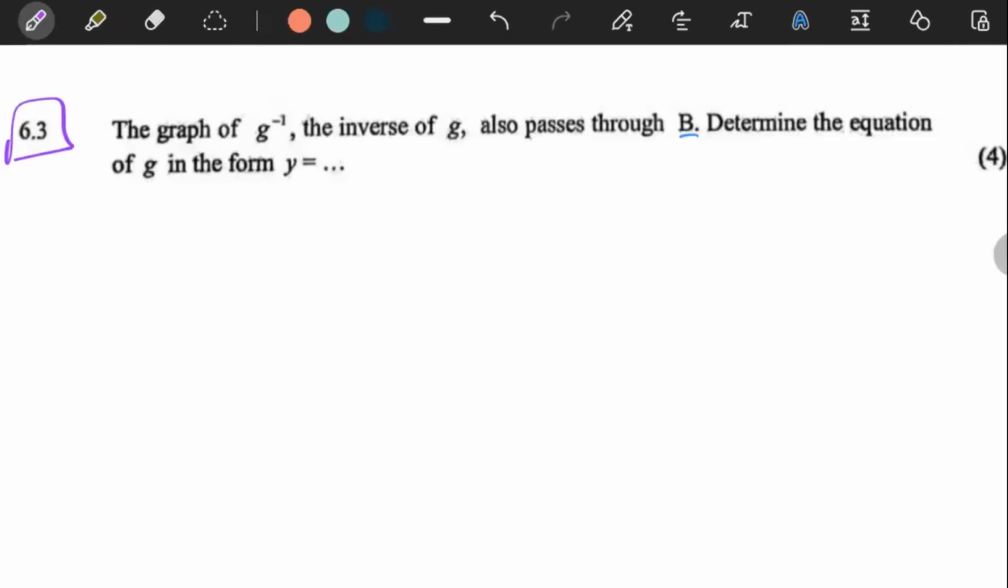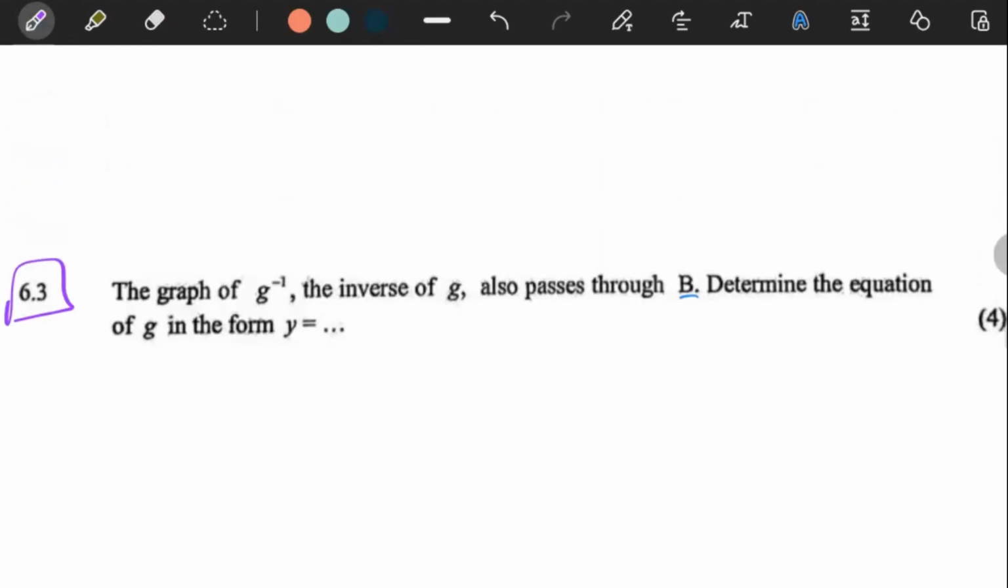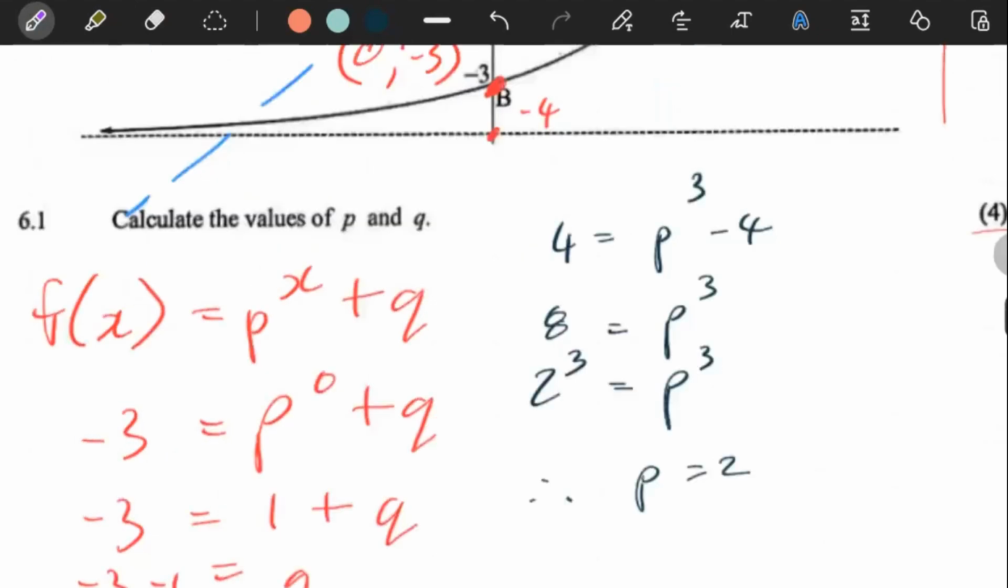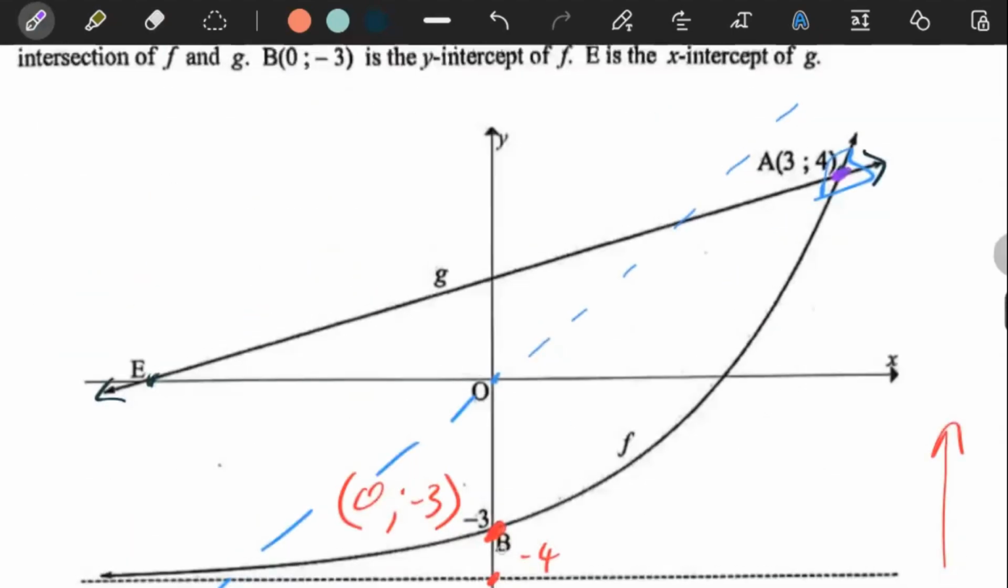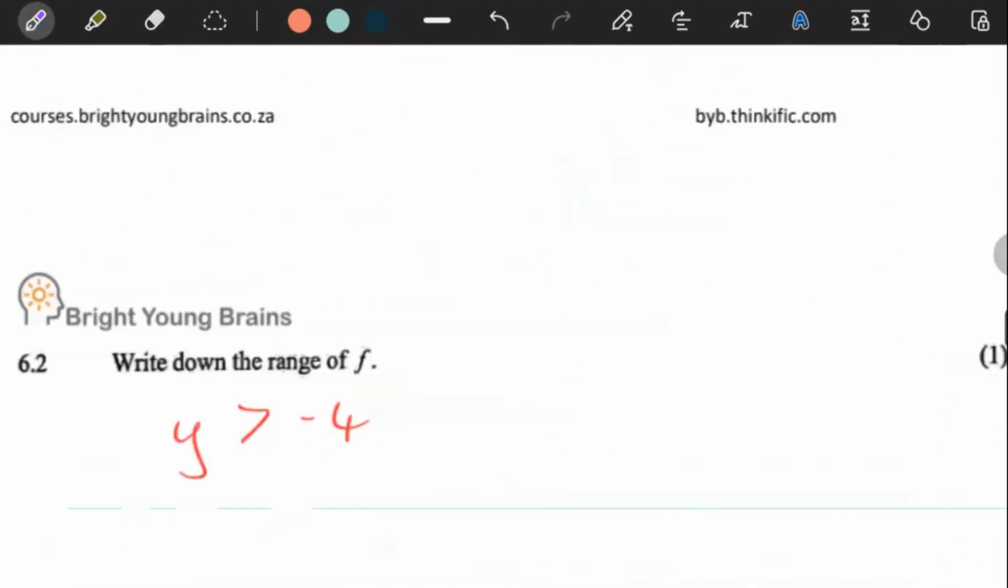But anyways, it says the graph of G, or rather the inverse of G, also passes through B, which we know B is the coordinate (0, -3), right? Determine the equation of G in the form y. So let's deal with the inverse of G, since we seem to have more information on that.